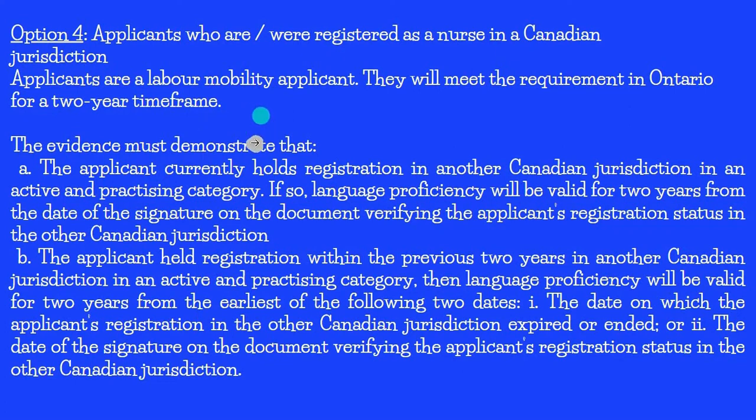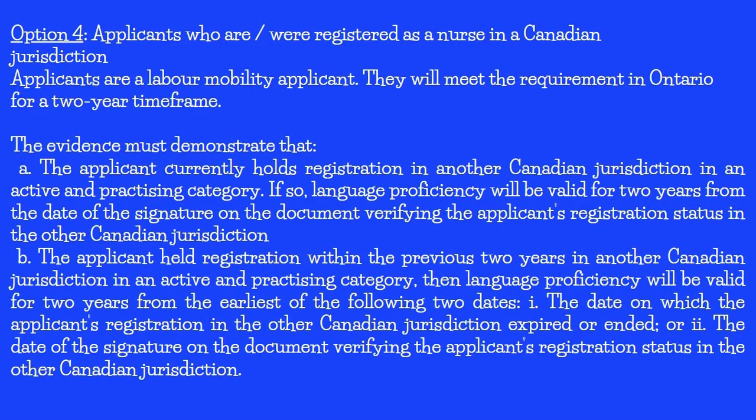Then the evidence must demonstrate that the applicant currently holds registration in another Canadian jurisdiction and was in the active and practicing category. So if you are a nurse who was working in Alberta and has recently moved to Ontario, you can show your language proficiency to CNO by simply showing that you held a registration in Alberta and you were in the active and practicing category. If so, language proficiency will be valid for 2 years from the date of signature on the document verifying the applicant's registration status in the Canadian jurisdiction. So whatever proof you are submitting for your registration verification, whatever date is on that document, from that date your 2-year period will be counted.